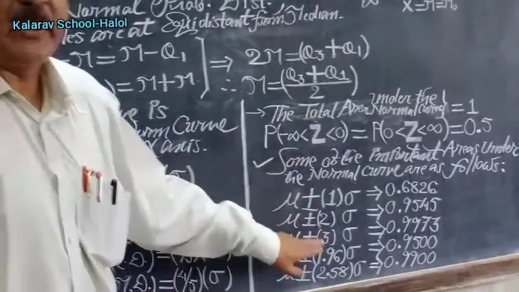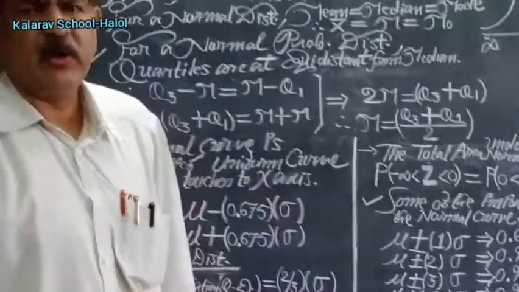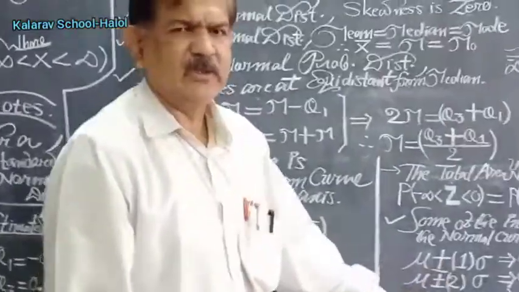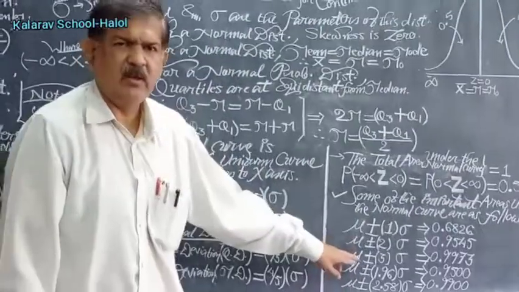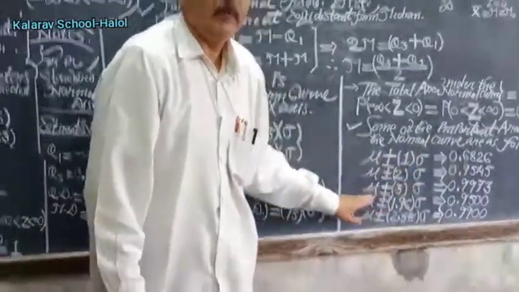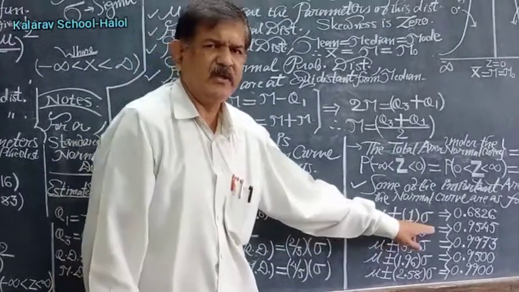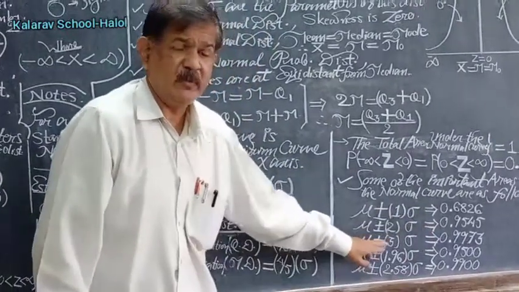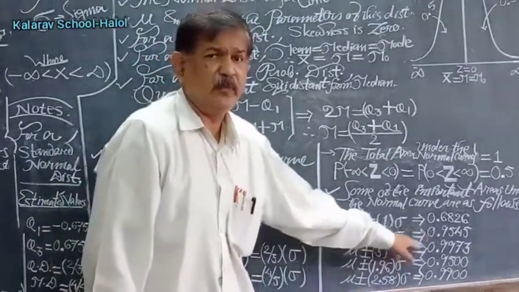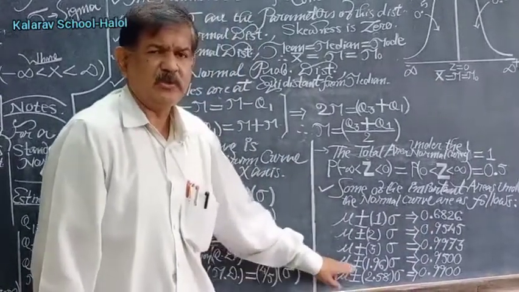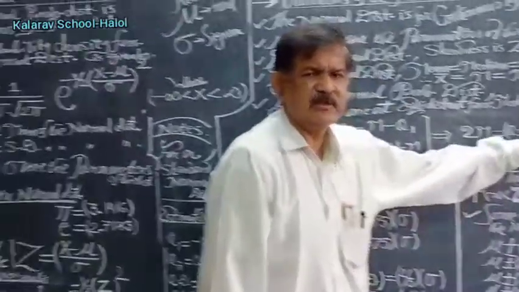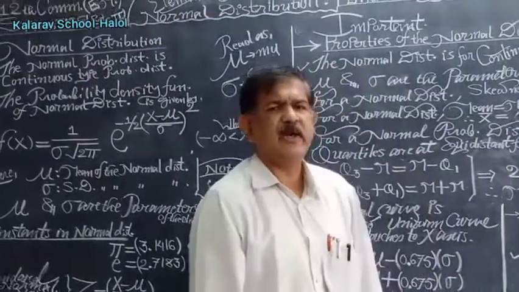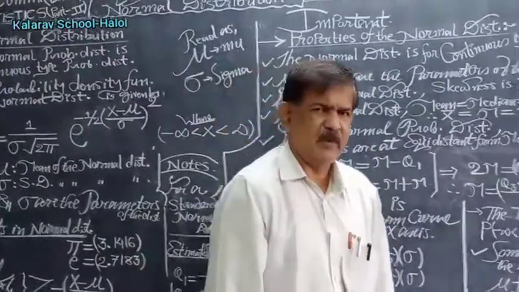Now some standard areas under the normal law are as follows: mu plus or minus 1 sigma, 0.6826; mu plus or minus 2 sigma, 0.9545; mu plus or minus 3 times sigma, 0.9973; mu plus or minus 1.96 times sigma, 0.95; and mu plus or minus 2.58 times sigma equal to 0.99. These are some standard areas or standard values of mu and sigma.